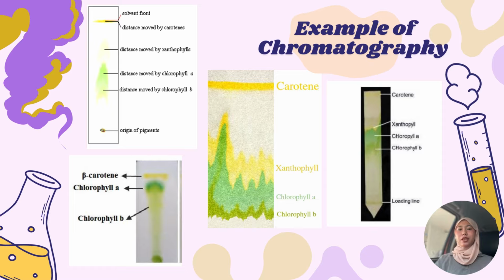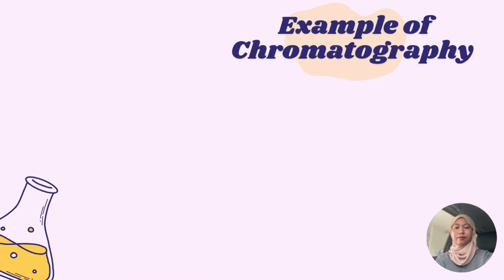The similarity in pigment order and separation across all chromatograms demonstrates that paper chromatography provides reliable and reproducible results. This observed migration distance forms the basis for calculating Rf values, which will be discussed in the next slide.